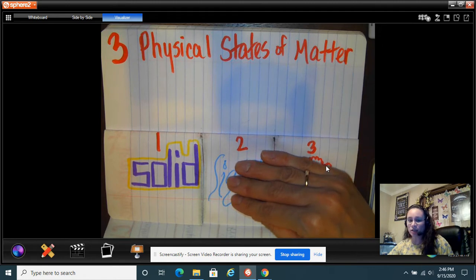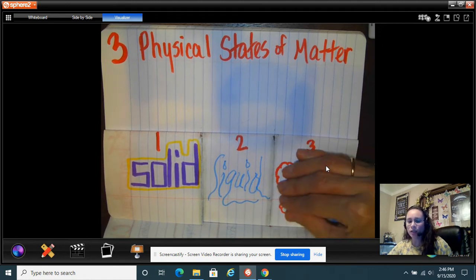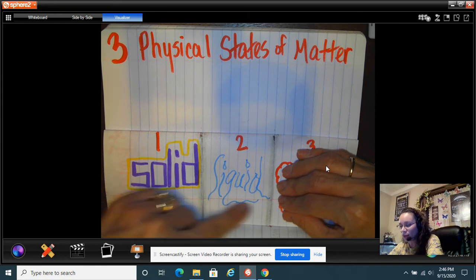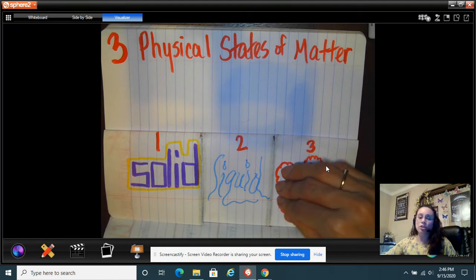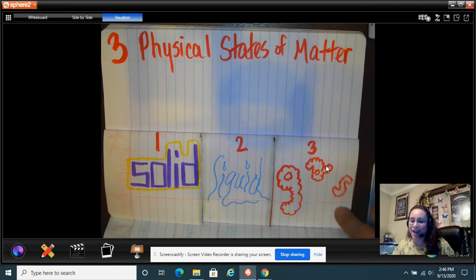Look at the second physical state. It's liquid. So I wrote out the word liquid and it looks like a liquid. Okay. And I have my definition just by looking at the word. Okay. The third state of matter is gas. Okay. And in my brain for art, for gas, this is what came out.